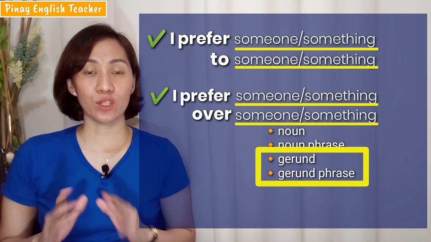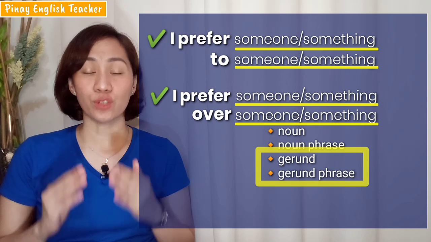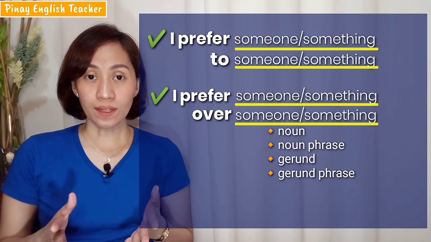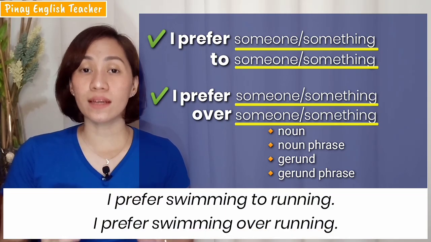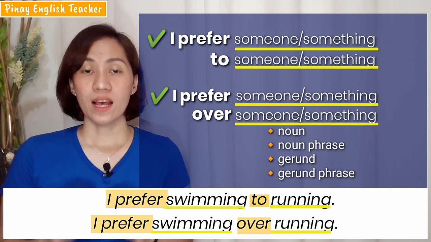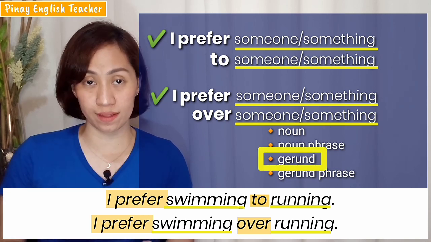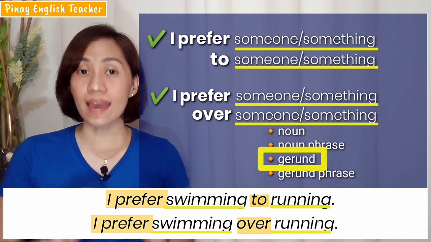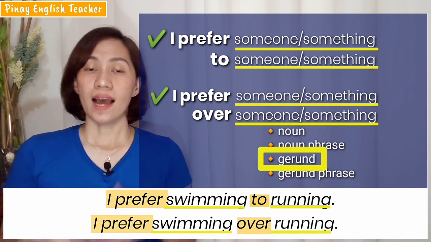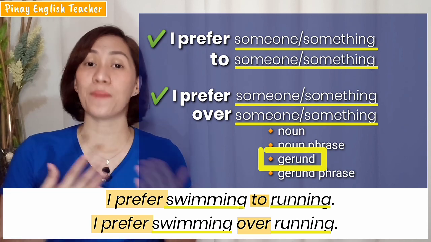Balik tayo dun sa patterns using prefer. Okay, so as I said, pwede nyo rin gamitan ng gerund or gerund phrase yung patterns na yan. For example, I prefer swimming to running. Or, I prefer swimming over running. Yung swimming and running sa sentences na yan ay mga gerunds. The act of swimming and the act of running. Paglangoy at pagtakbo. Ang ibig sabihin niya ng Filipino is, mas gusto ko ang paglangoy kaysa sa pagtakbo.